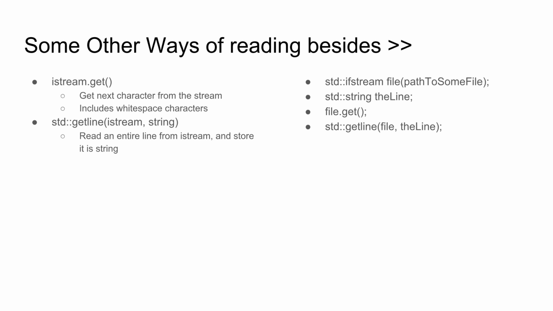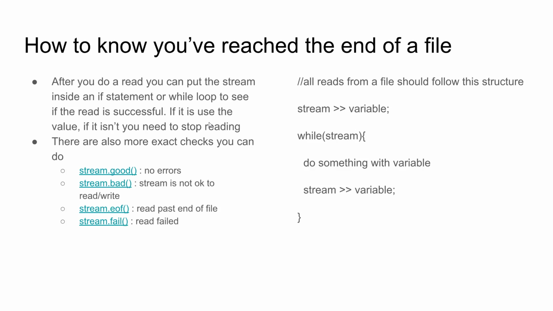So some other ways that you can read: you can do your stream.get, which is the next character, or getline, where given some stream and some string, you'll get the next line out of it. If you want to know if you've reached the end of the file, you can check to see if the stream is still good. There are some more exact checks that you can do. stream.good means there have been no errors so far, which means it's safe to read from the stream. stream.bad means the stream is not okay to read or write from. Something happened in the past that makes this stream probably not recoverable. You probably can't read from it or write to it again.